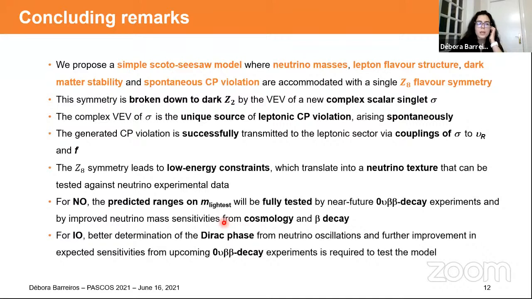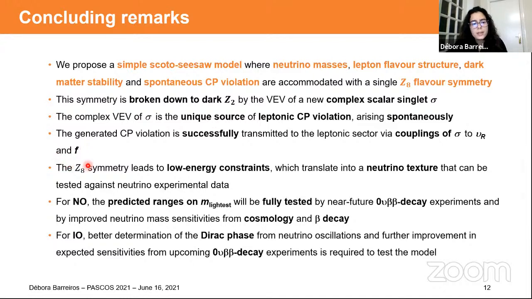So to conclude, we proposed a very simple scotogenic seesaw model where neutrino masses, lepton flavor structure, dark matter stability, and also spontaneous CP violation are accommodated with a single Z8 flavor symmetry. This symmetry is then broken down to a dark Z2 by the VEV of a new complex scalar singlet. This remnant Z2 also stabilizes dark matter. And the complex VEV of this scalar singlet is the unique source of CP violation, and it is successfully transmitted to the leptonic sector via the couplings of sigma to our neutral fermions.